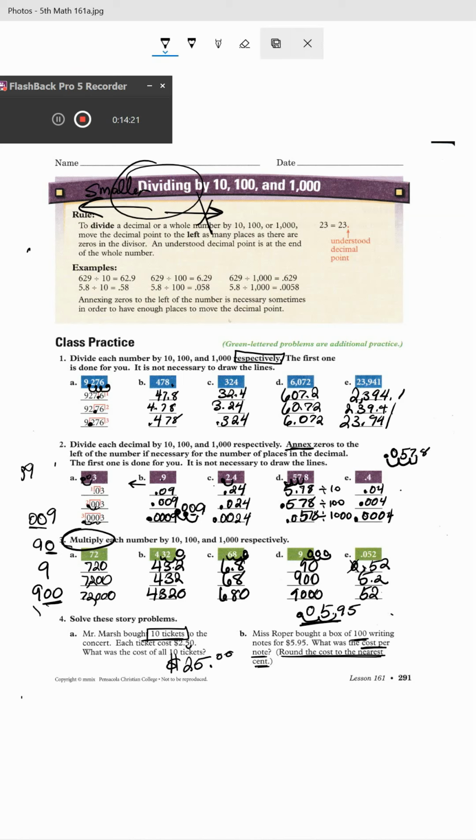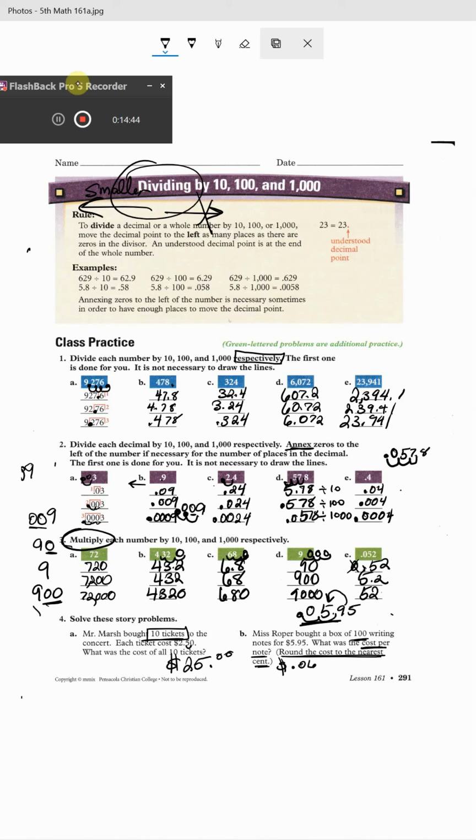So if it's 0.0595, we look at that 9 and ask, what will that do to that 5? And obviously it'll round it up. So it's 0.06, or 6 cents, that each one costs. Pretty close. See how that worked?